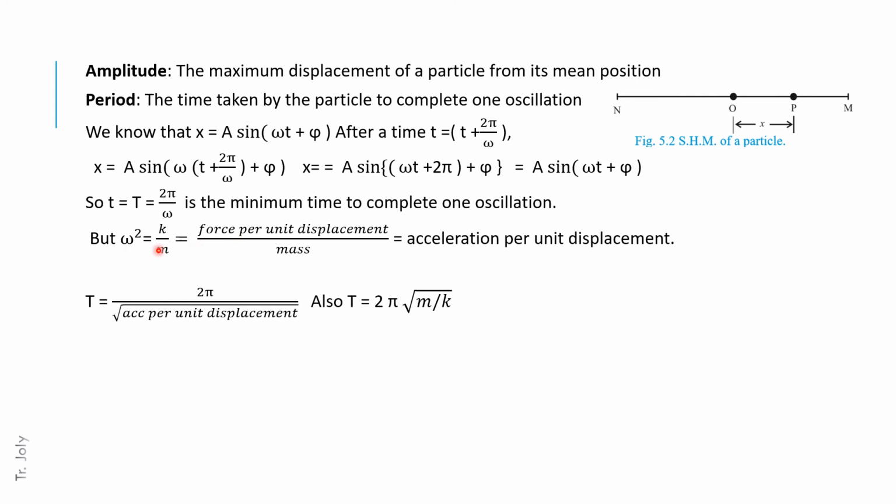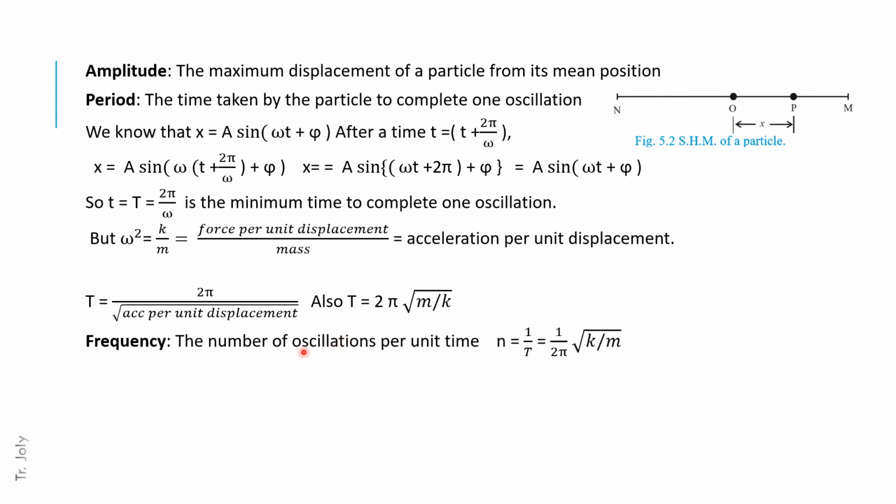To derive the differential equation of SHM, we have taken omega square is equal to k by m. K is the force per unit displacement, that is the force constant, divided by mass. But force upon mass, according to Newton's second law, is the acceleration. So we can write acceleration per unit displacement. So T is equal to 2 pi divided by, in the place of omega, the square root of acceleration per unit displacement. That is, T is equal to 2 pi square root of m by k.